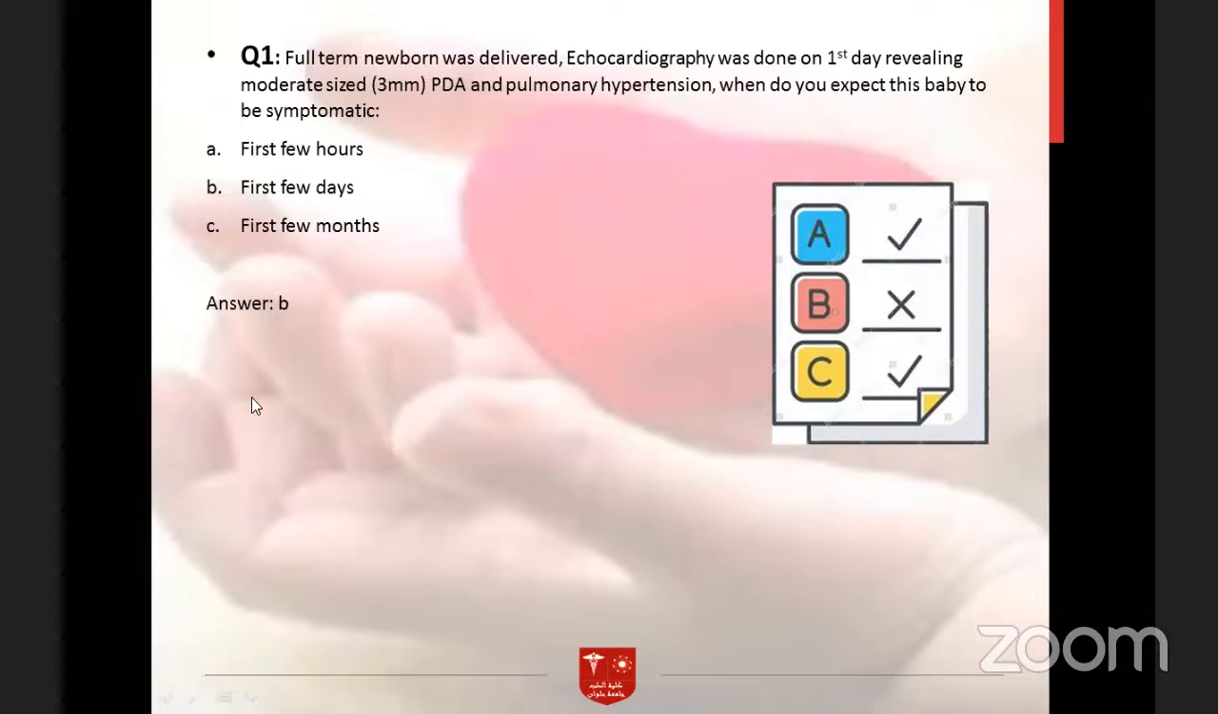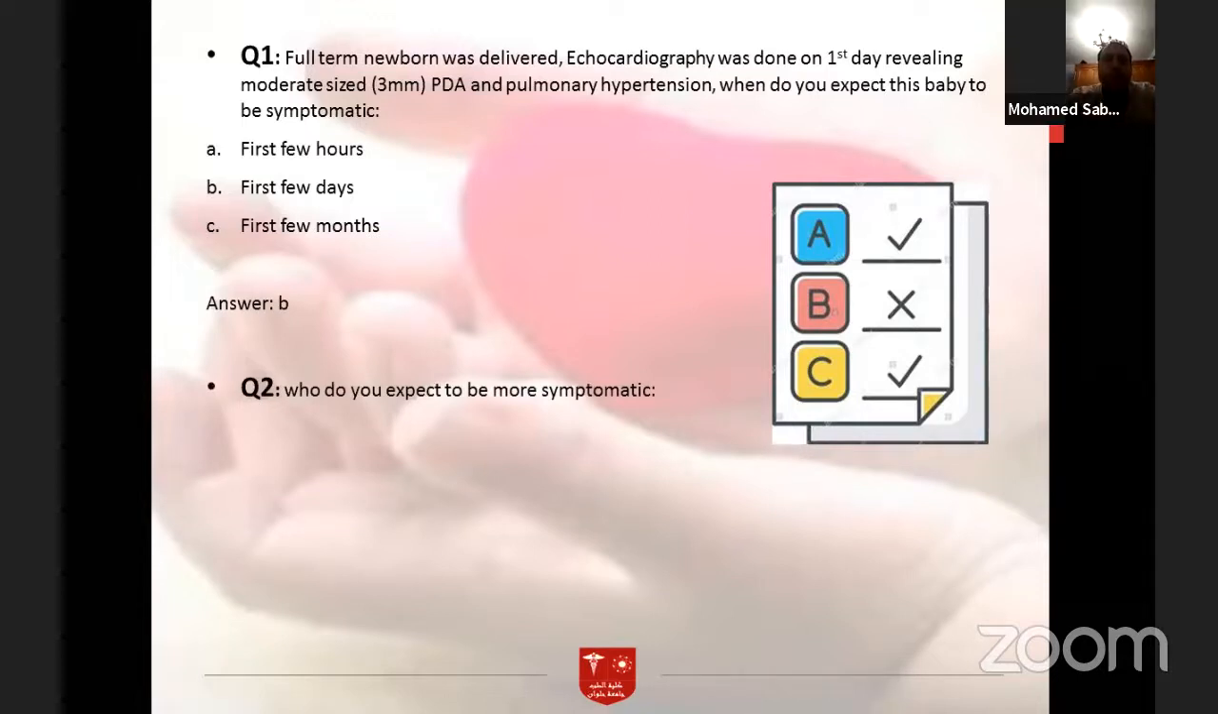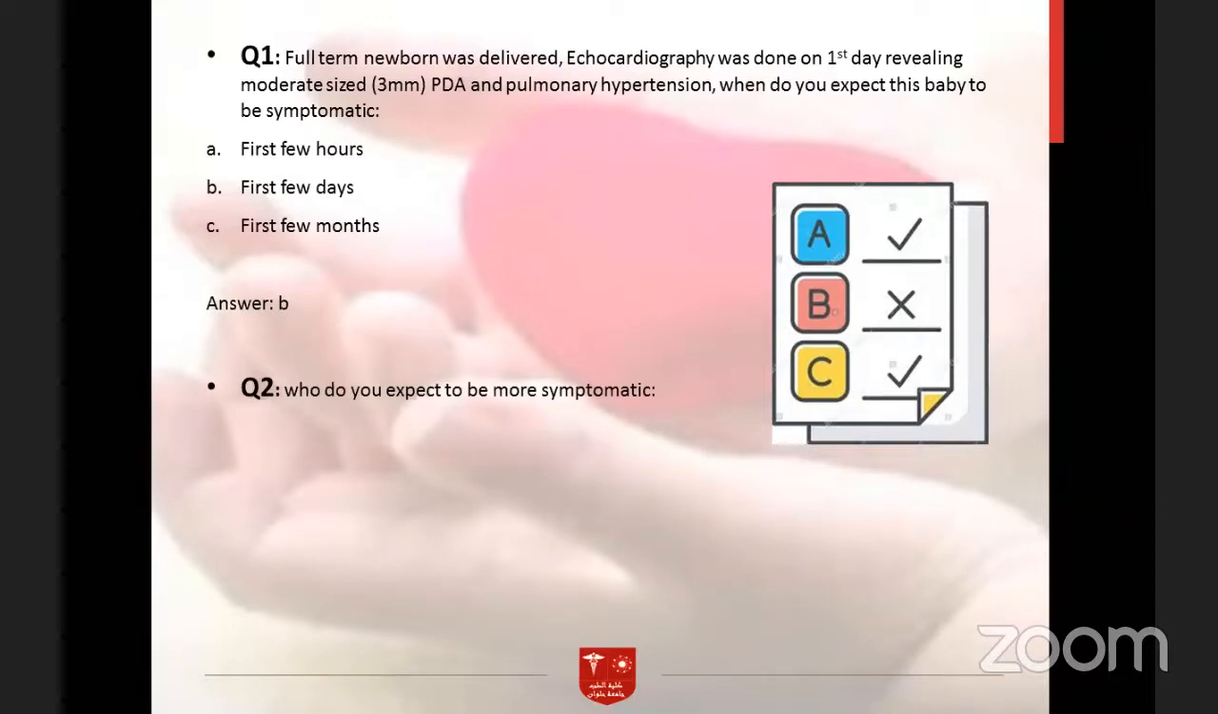Here is the second question. Good afternoon, everybody. First of all, I'd like to thank Dr. Khaled Shams for this elegant and simple presentation. And this is the second question in this presentation.